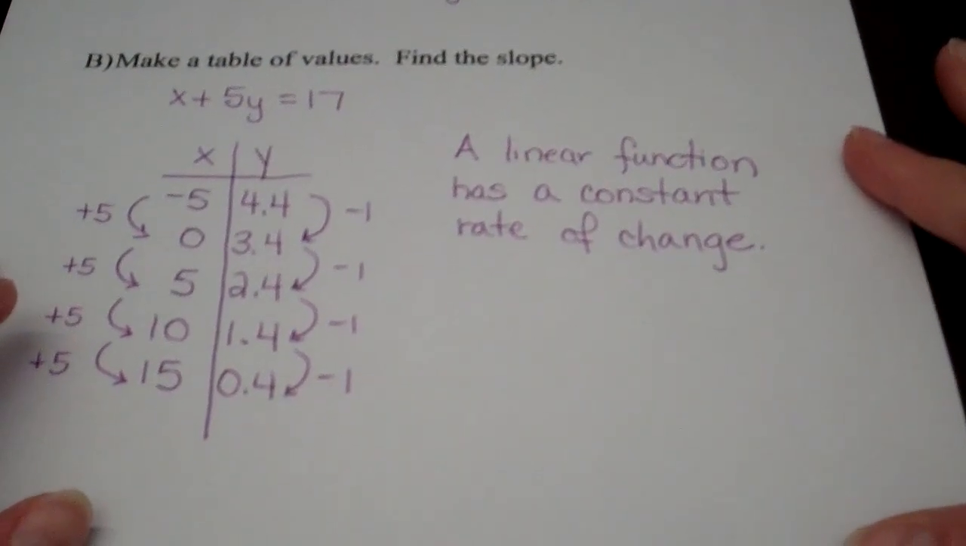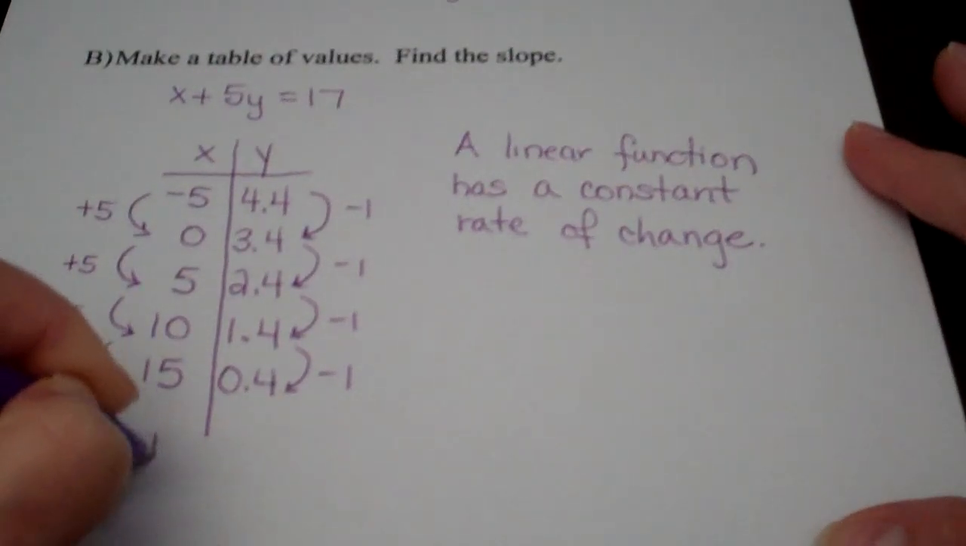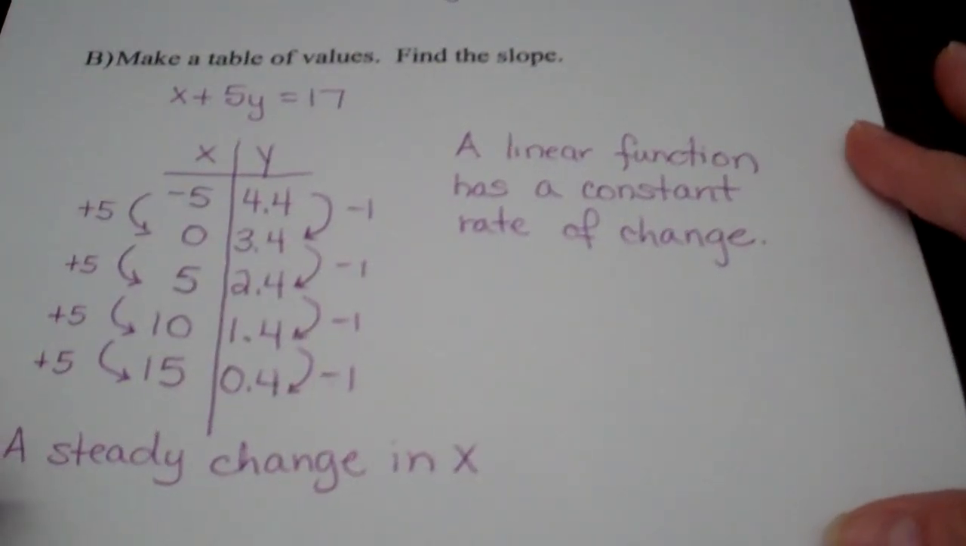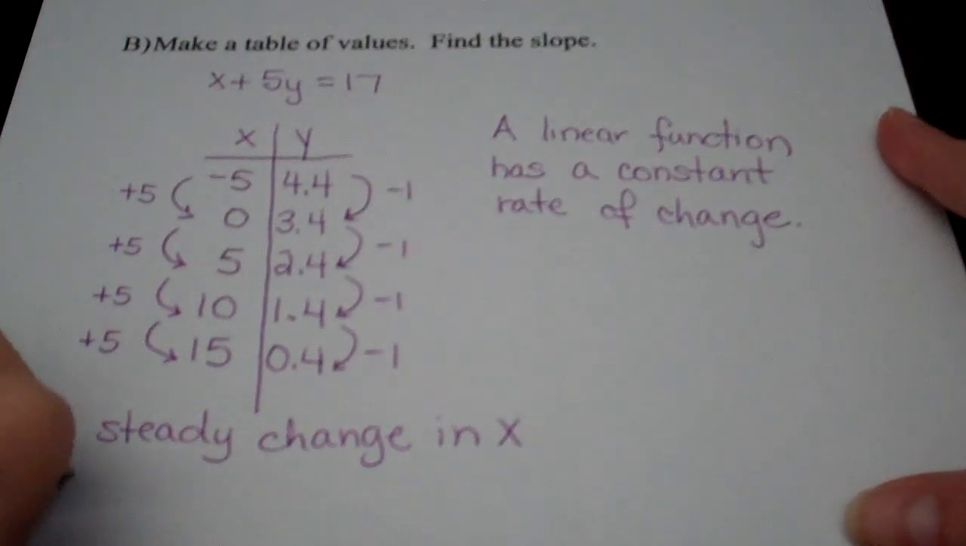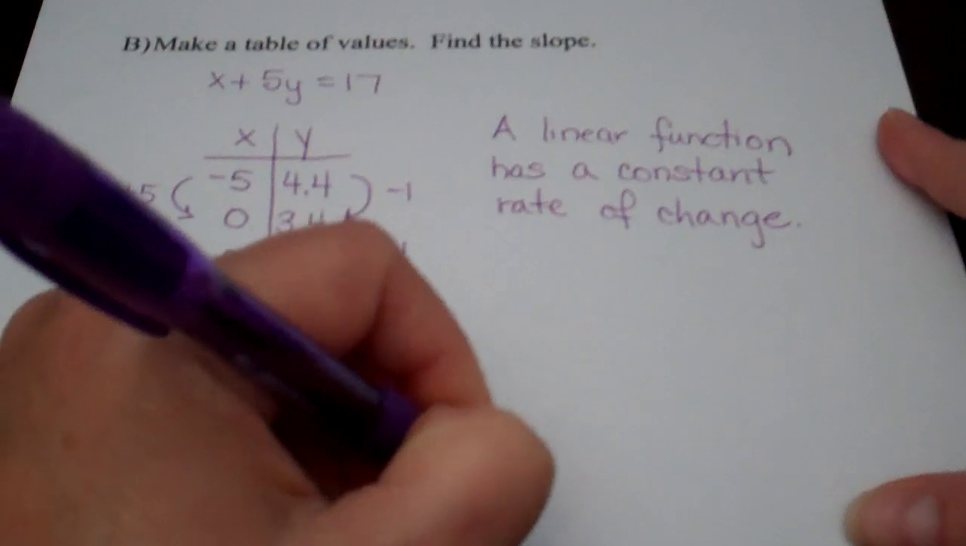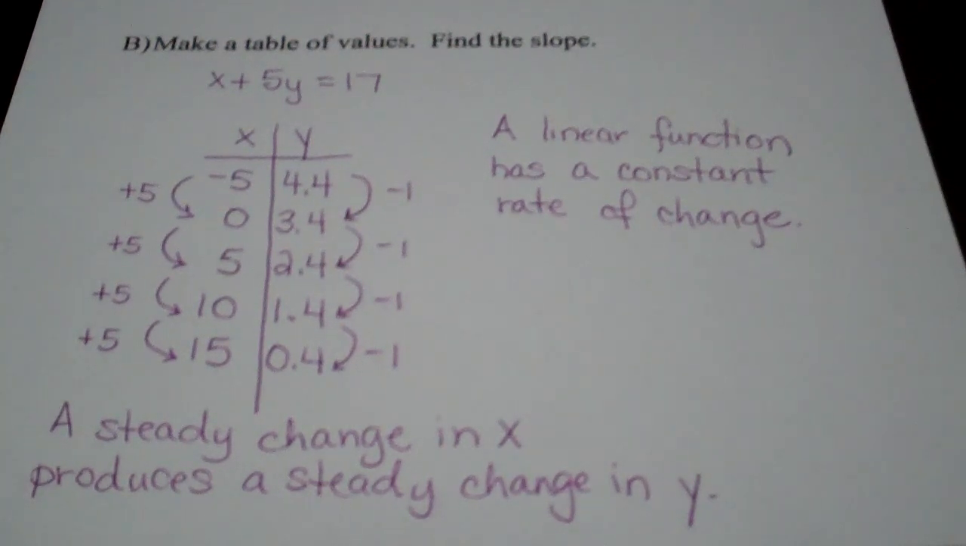Another way to say that is we have a steady change in x produces a steady change in y. And that's how we can decide if a function is linear. So if I'm given a table of values, if I want to decide if those points are going to line up straight in a line, I can look for this. Do I have a steady change in x? And if I do, does it produce a steady change in y?